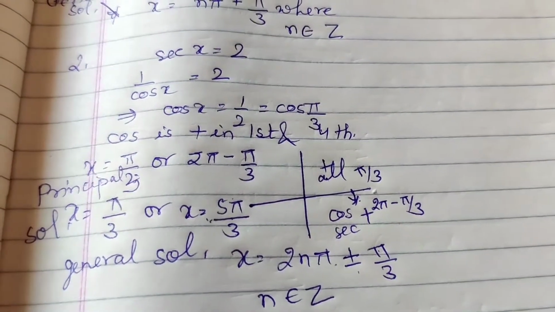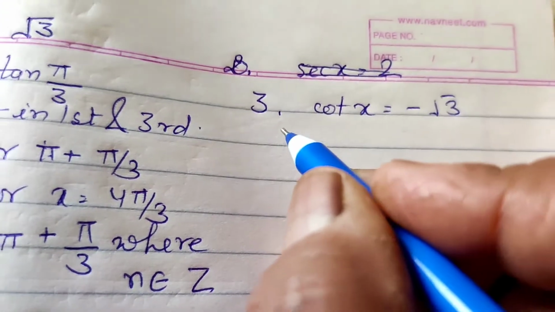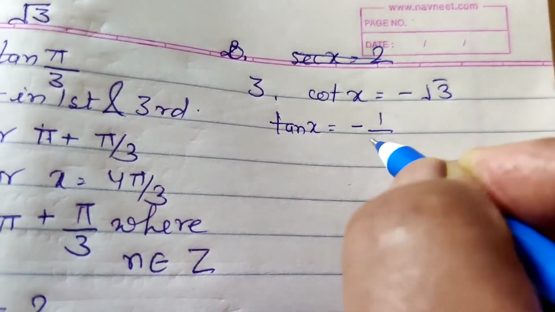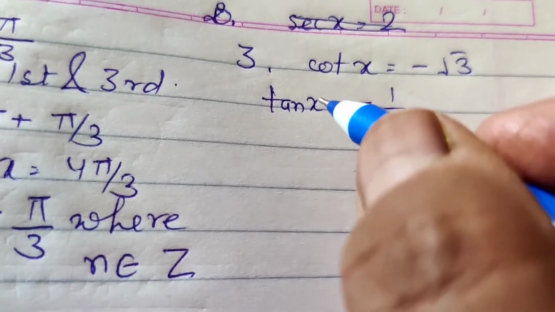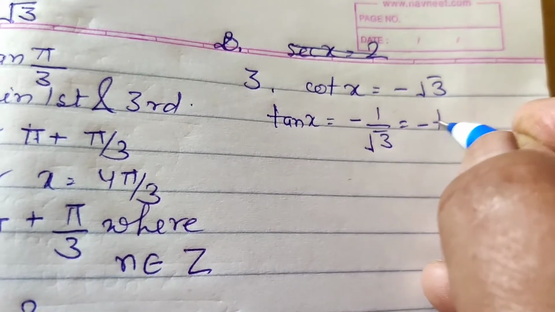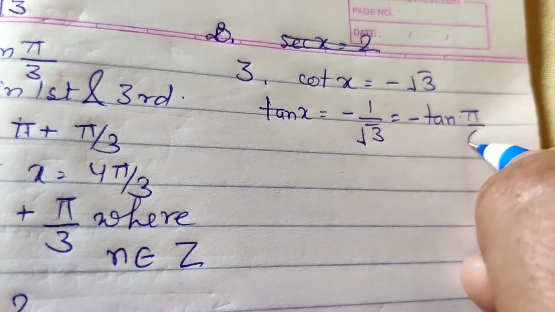Now the third one is cot x equals minus root 3. So we can say that tan x equals minus 1 by root 3, since the reciprocal of cot is tan. 1 by root 3 is the value of tan pi by 6.